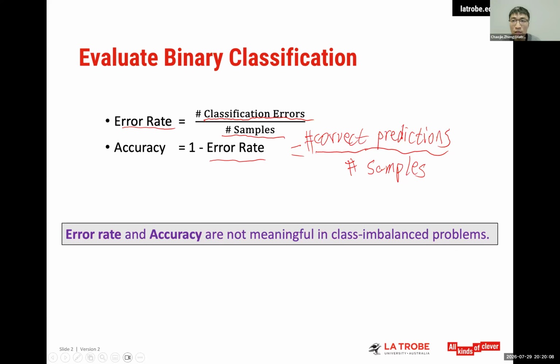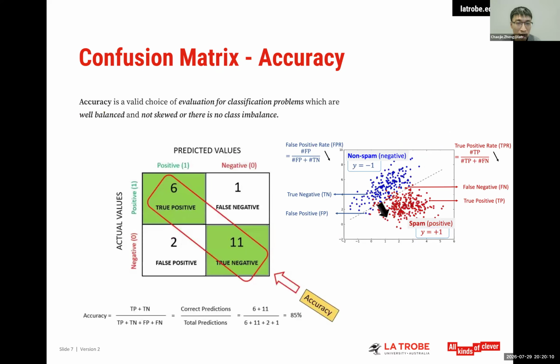So here, how can we get the total number of correct predictions? That would be the sum of the true positive numbers and the true negative numbers, because only these two cells represent true predictions. That means correct predictions. And false negative and false positive represent the incorrect prediction numbers.